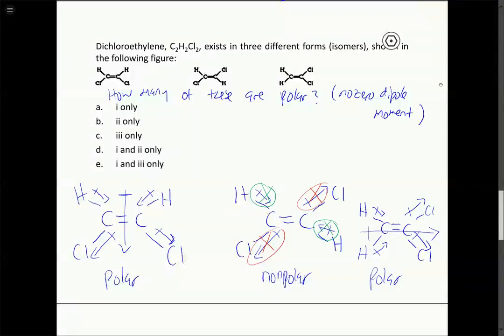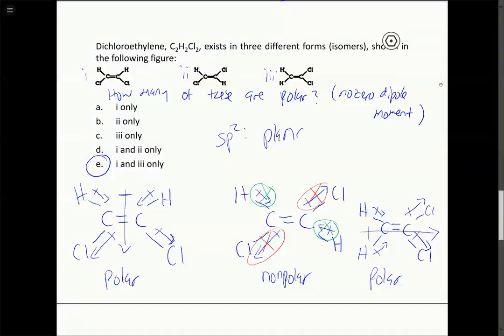Alright, so 1 and 3 are polar. This is structure 1, this is 2, this is 3 as they were labeled in the problem. And so 1 and 3 are going to be the polar molecules, or the ones that have a non-zero dipole moment. Alright, so again, when we're drawing these out, we have to really think about the three-dimensional structures. These are all flat molecules here because the carbons are sp2 hybridized. So that means they're completely planar.